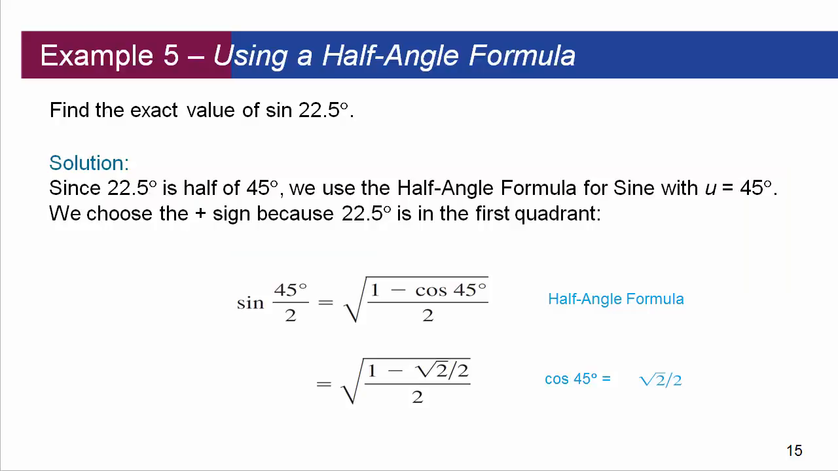So now they give you this. Find the exact value of sine of 22.5, and you go, well, I don't know 22.5, but 22.5 is exactly half of 45, and I know 45. So let's use the half angle formula. And let's rewrite 22.5 as 45 over 2.